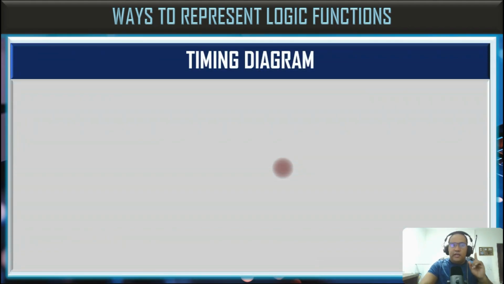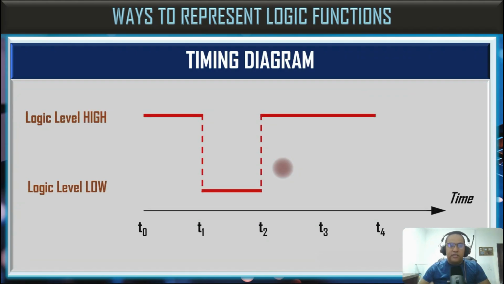The next way is the timing diagram, a graphical way to represent how logic signals change over time. It shows a single time axis and transitions between logic levels, zeros and ones, for both inputs and the output of a digital circuit. That's why the timing diagram is such an important tool. It helps us to understand the dynamic behavior of a logic function, unlike the truth table, which only shows the static combinations of the inputs and outputs.